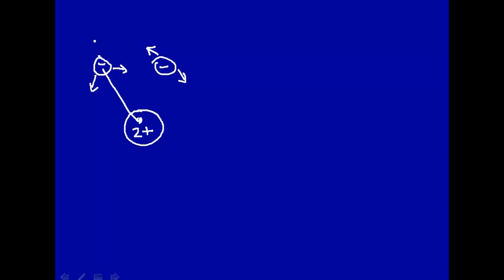Let's denote this as electron 1, and the distance between electron 1 and the nucleus, R1. We'll denote this as electron 2, and the distance between electron 2 and the nucleus is R2. But then we have to worry about this interaction here. This has a negative charge and this has a negative charge, so there'll be some sort of Coulombic repulsion there. So we'll give this distance R12, the distance between the 2 electrons.